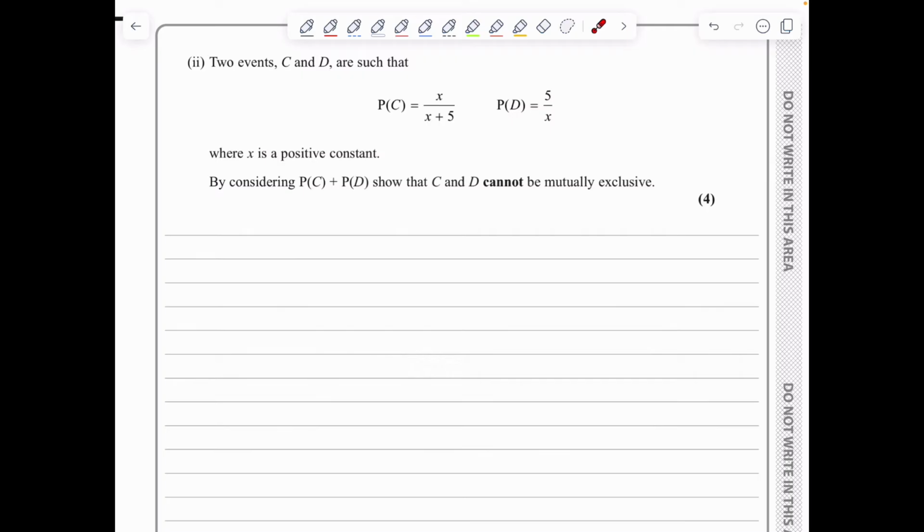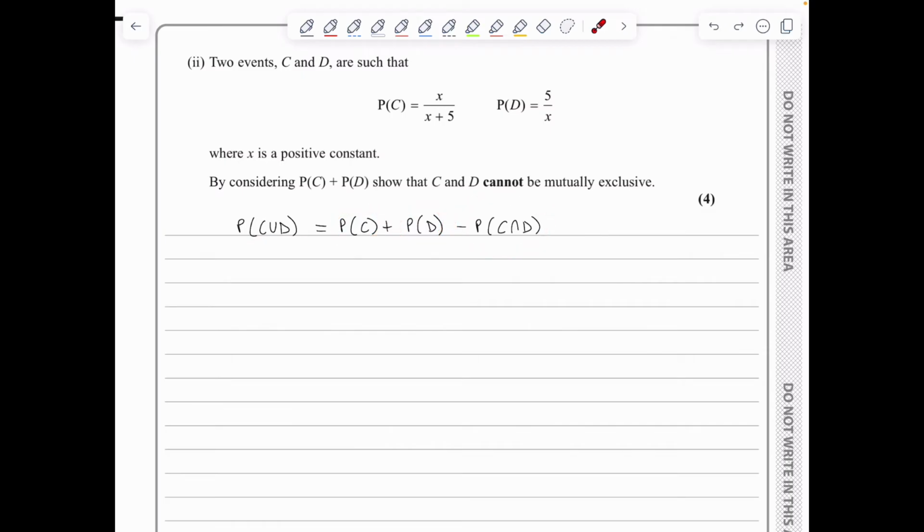In part II, we've got two events, C and D, with the probabilities for C and D given in terms of x, where x is a positive constant, and we are told to consider the probability of C plus the probability of D to show that they cannot be mutually exclusive. Well, let's start by reminding ourselves that for any two events, C and D, the probability of C union D is simply the sum of the probability of C and the probability of D, and then deduct the probability of C intersection D.